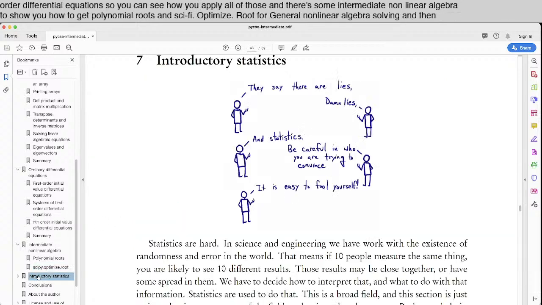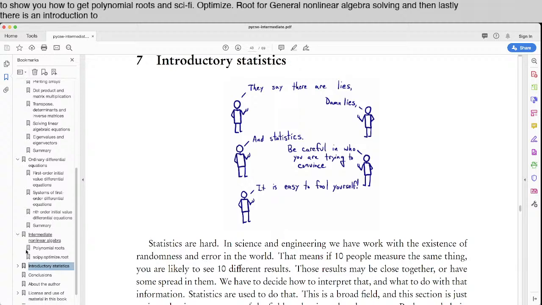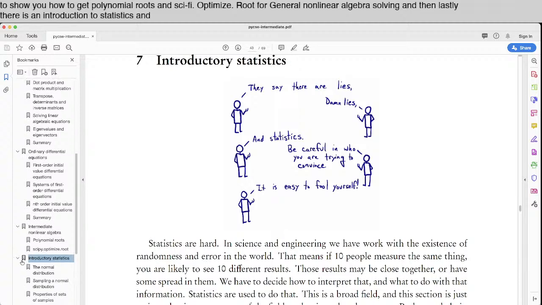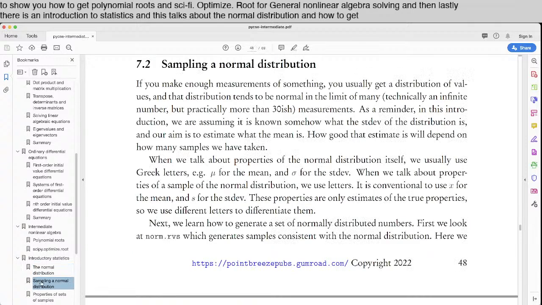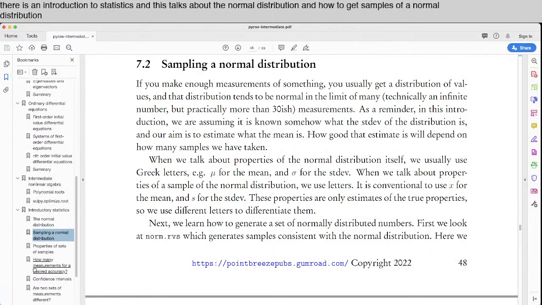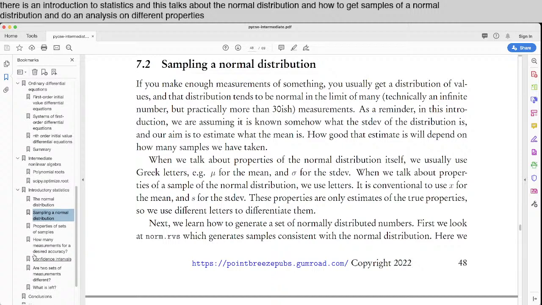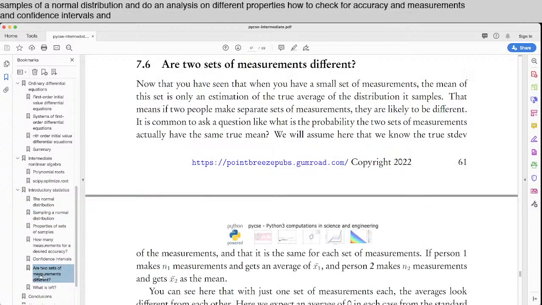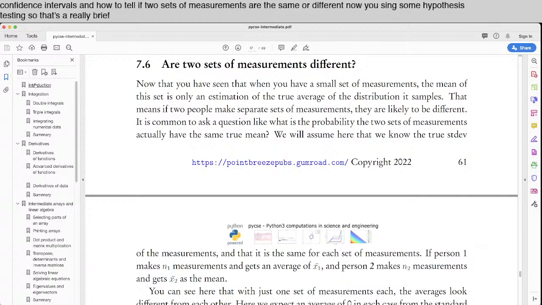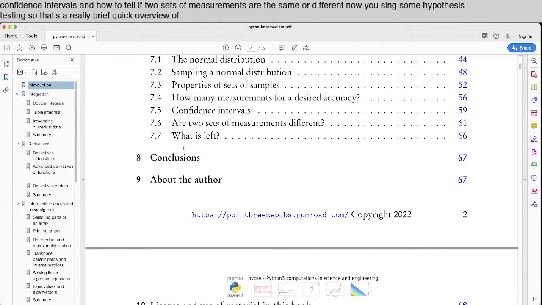And then lastly, there's an introduction to statistics, and this talks about the normal distribution and how to get samples of a normal distribution and do analysis on different properties, how to check for accuracy in measurements and confidence intervals, and how to tell if two sets of measurements are the same or different using some hypothesis testing. So that's a really brief, quick overview of what's in this book.